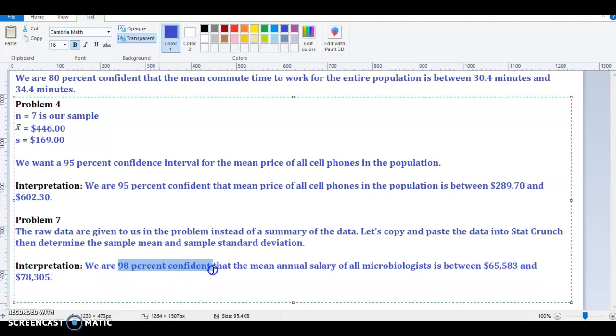The interpretation should always be written as a complete sentence, and it includes the confidence level and the specific parameter that our confidence interval is estimating. It's the mean of a population, but specifically what is it the mean of, and of what population? It's the mean annual salary of all microbiologists. It could be in a particular region or in a particular country or whatever. It doesn't specify, but it's the mean annual salary of all microbiologists. That's what we're estimating.